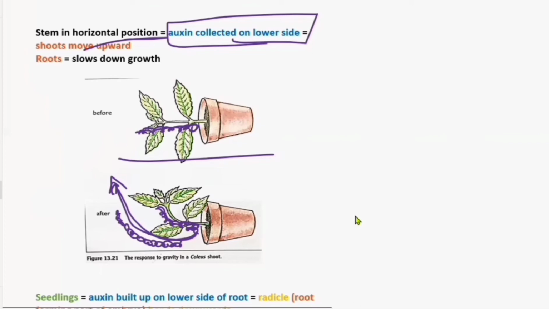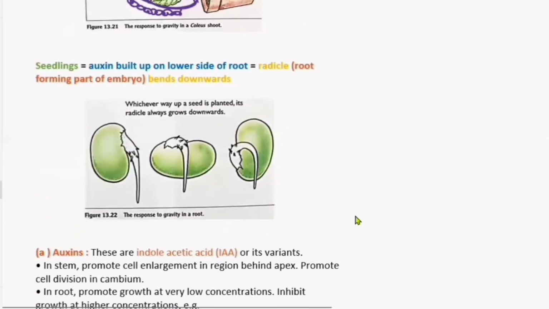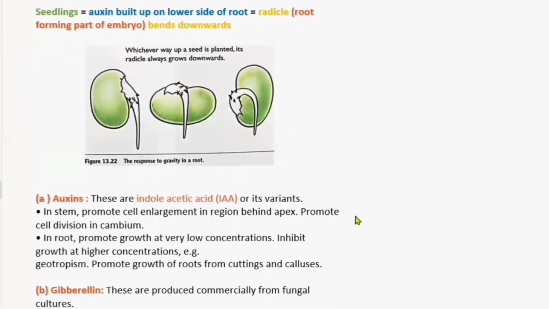Here I have written that it slows down the growth in roots. It means that if auxin is concentrated on the lower side, the growth rate in roots will be reduced, or it will be less. Just remember this. It is, you can say, opposite to the stem. Clear? You need to remember this. If they're talking about the stem, the high concentration will increase the rate, and if they're talking about the roots, the high concentration will decrease the growth rate.